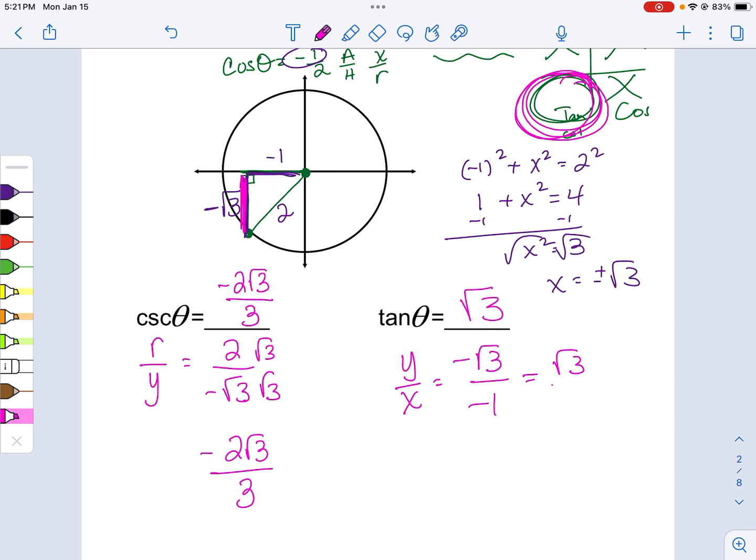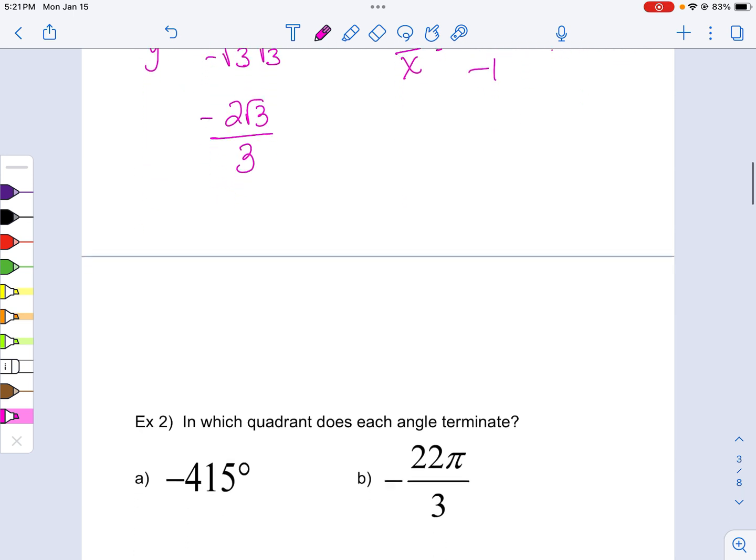Could we have found sine, cotangent, and the others that we're missing? Absolutely. But in this case, I only asked you for 2.